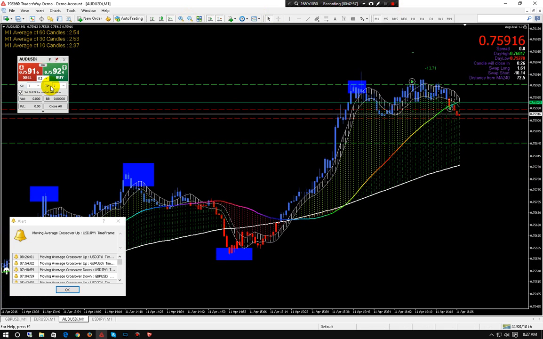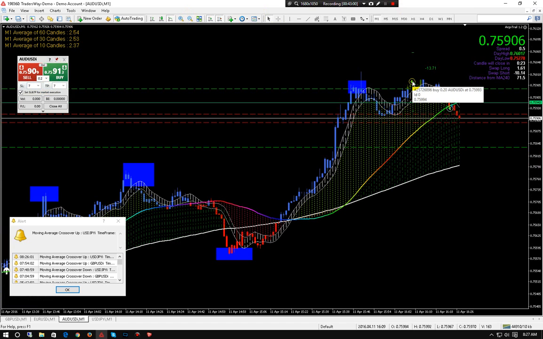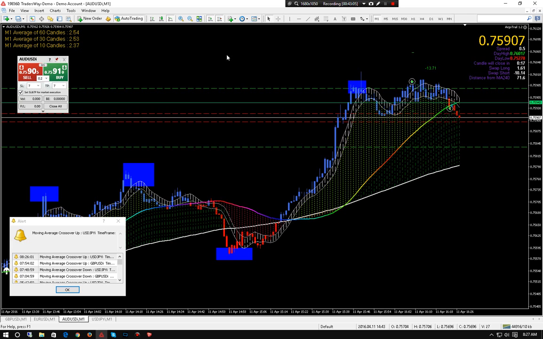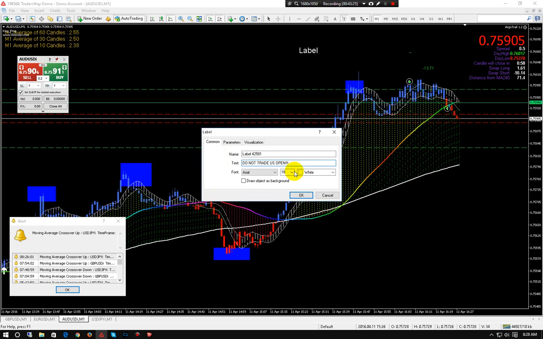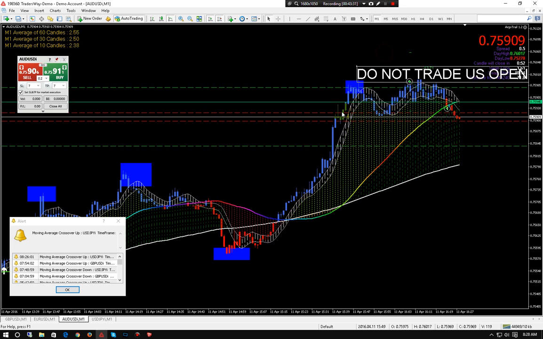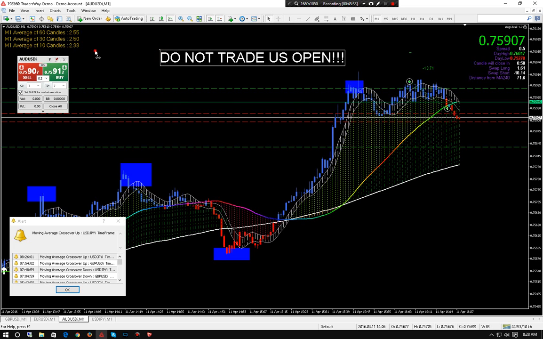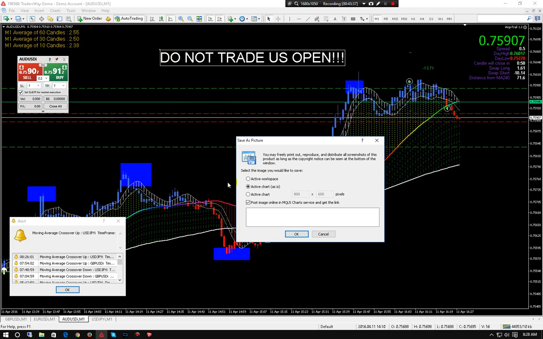Take profit was correct. We did everything correct except we traded during the US Open. So lesson learned, hopefully. Let me mark this and put text on it because I'm going to save the screenshot. "Do not trade US Open." We'll make it nice and big, like 32, and I'm going to screenshot it and put it on the forums.